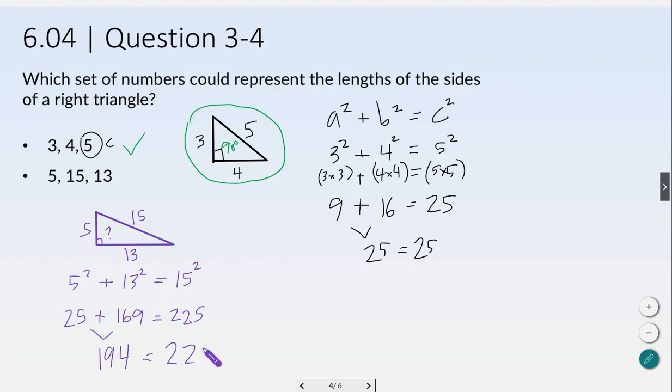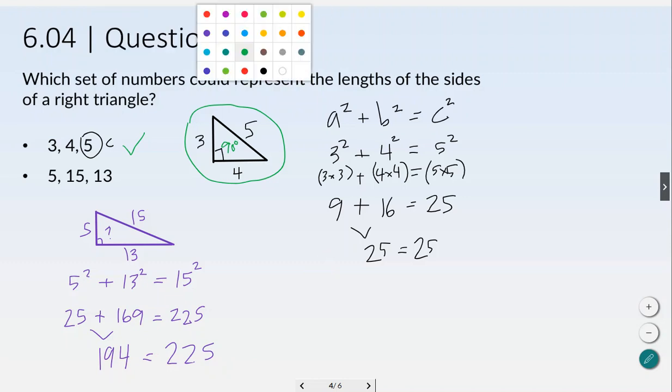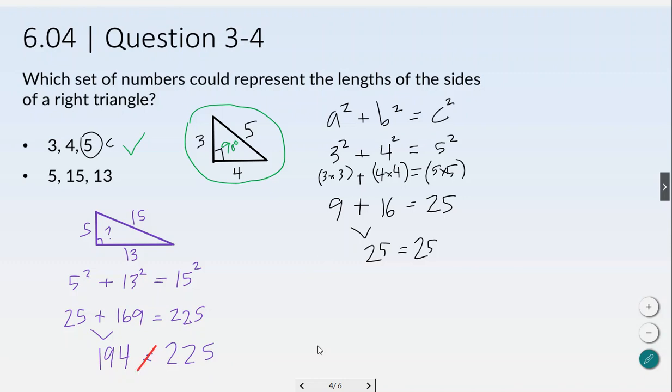Well, you can see at this point that they don't equal each other, right? 194 is not equal to 225. So I'm going to put a slash through the equal sign, meaning those are not equal to each other. So at this point, I know for a fact that this is not going to be a right triangle. Okay, so the side lengths are going to cause this angle to be tilted in some way.